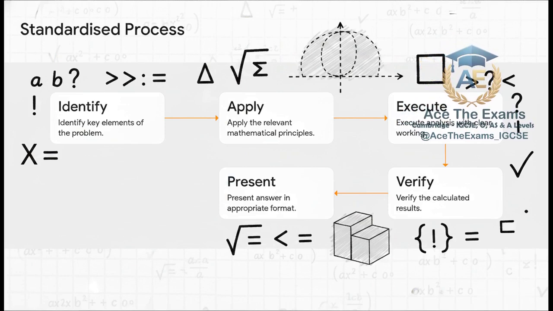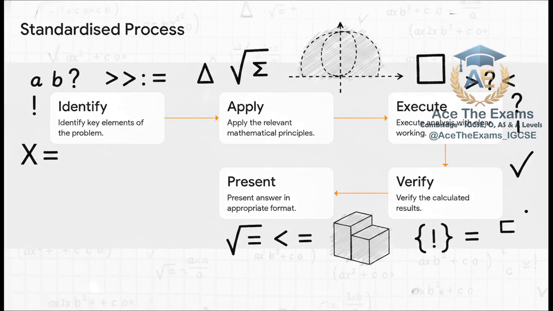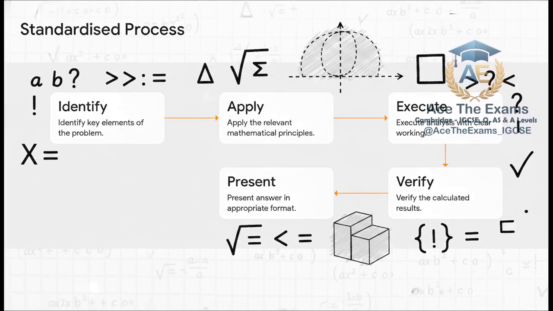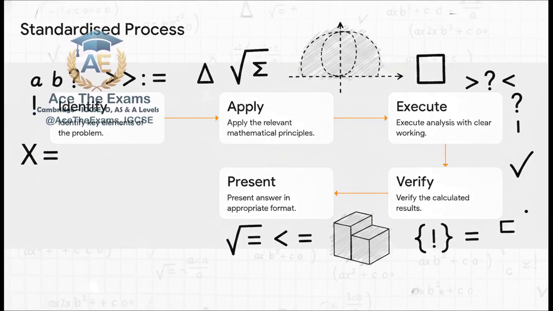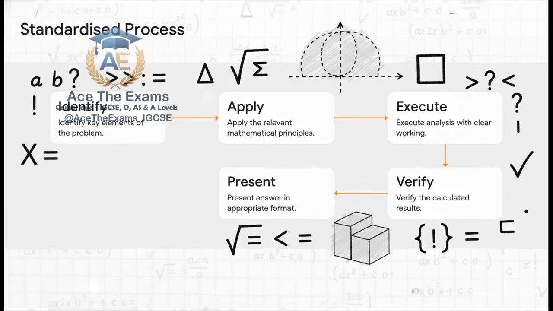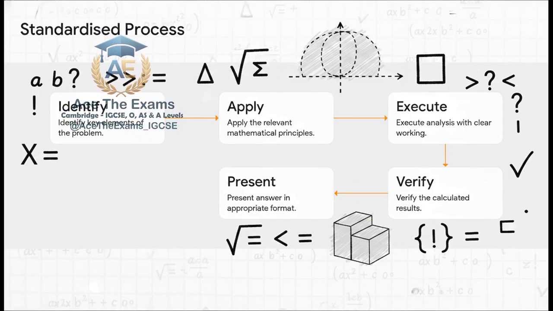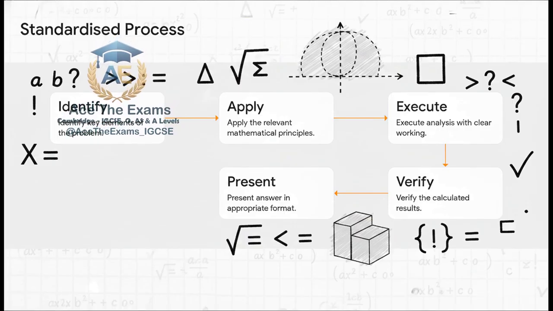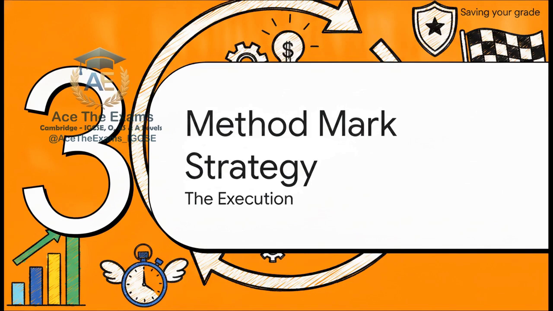Step 3, execute your analysis with absolute crystal clarity in your working. No skipped steps. Step 4, verify your results. Do your roots actually make sense in the physical context of the problem? And finally, step 5, present your answer in the appropriate format, such as exact set notation for inequalities. I'm telling you right now, skipping any of these steps leaves critical marks on the table and destabilizes your entire flight path.